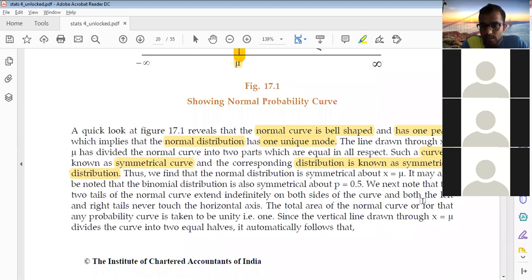See here, this is one more thing I was telling you. Both the left and the right tail never touch the horizontal axis. I told you, it never touches down. See your line, the curve is not touching the line.